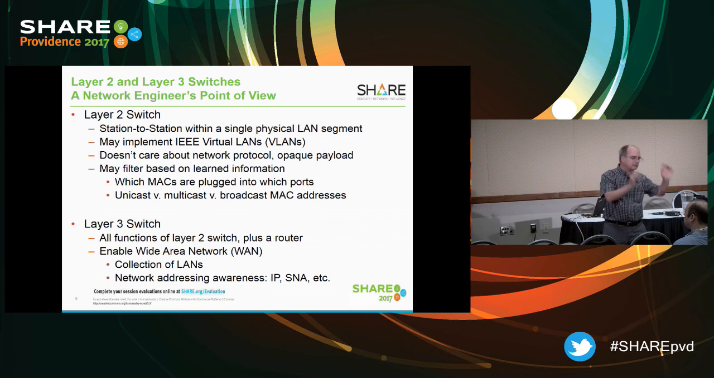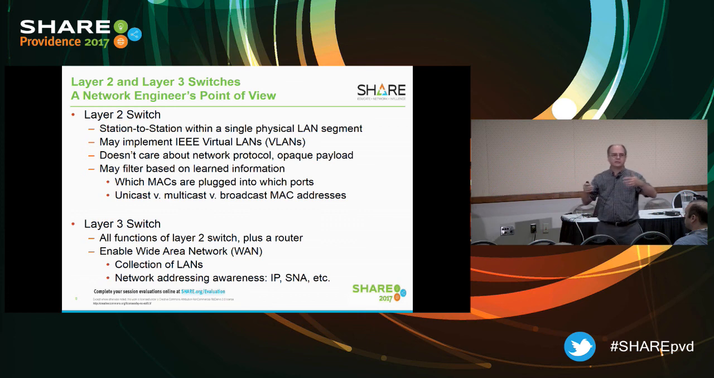from one Ethernet card to another. That's called layer 2 switching. This is where we care about MAC addresses. It's all about unicast, multicast, and broadcast. That all gets handled at what we call layer 2.